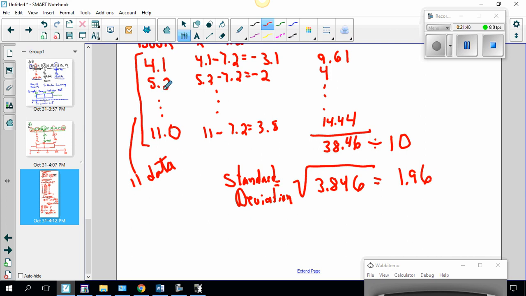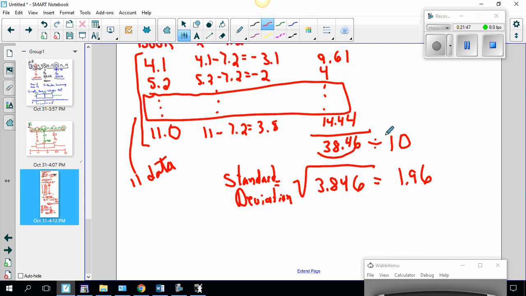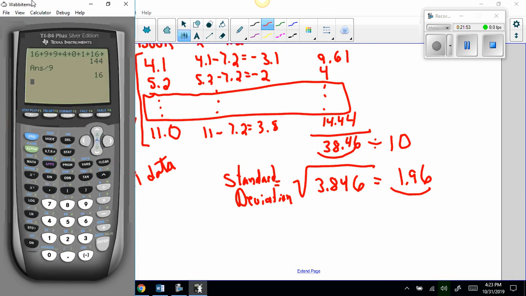Now, I didn't do that whole problem. You see how I skipped all this work in here? Then I just looked this up, divided by 10. I did that myself and took the square root, and I looked that up. But what about our calculator?